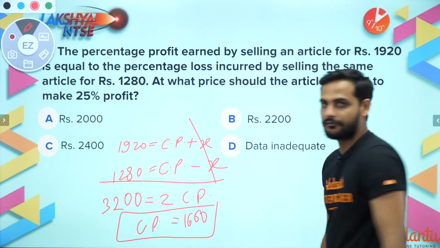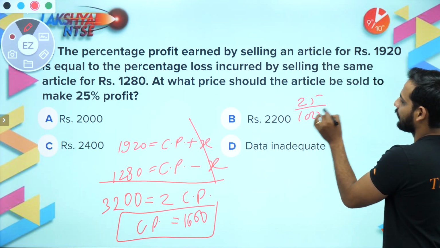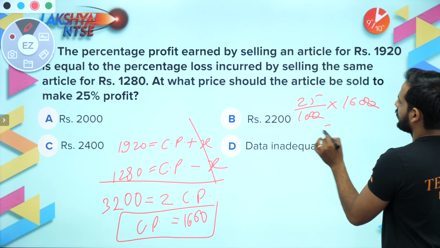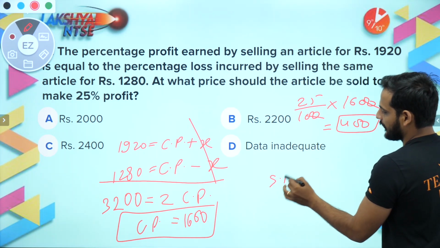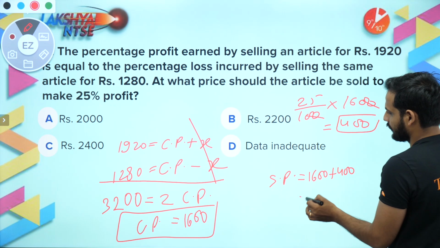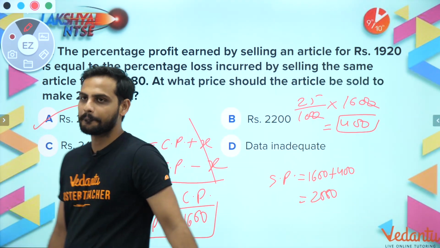Now if you have to make 25% profit, so 25 by 100 into 1600. So you will be getting what? 400 rupees profit. So 400 rupees profit, that means selling price will be 1600 plus 400, which is 2000 rupees. Where is 2000, bacha? Yes, here.